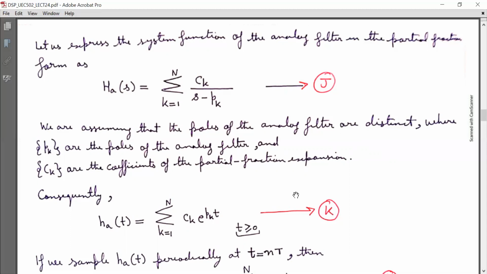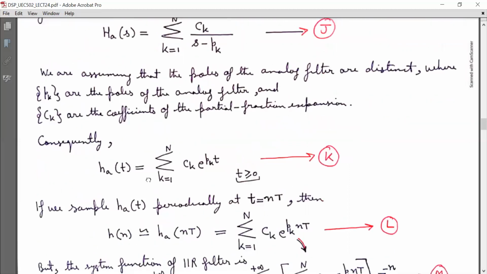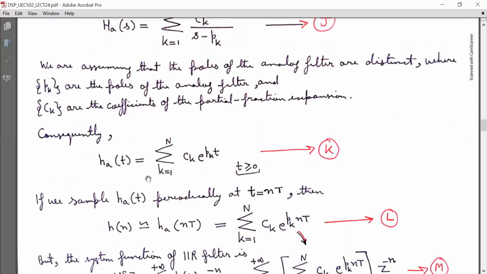This is an important assumption, because only if we assume this can we express H_a(s) as the summation k running from 1 to N of Ck divided by s minus Pk. Now Pk are the poles of the analog filter and Ck are the coefficients of the partial fraction expansion. Consequently, h_a(t) is equal to the summation k running from 1 to N of Ck e raised to power Pk t, for t greater than or equal to 0. Mark it as equation K.